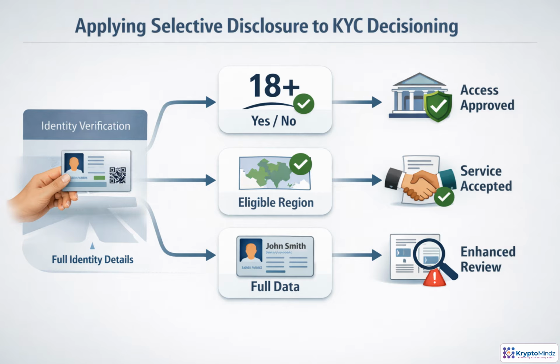Think of selective disclosure as matching the minimum proof to each decision. For age checks, you don't need a birth date, just a verified over 18 yes or no. For jurisdiction, you don't need a full address, only that the person is in an eligible region. You reserve full identity attributes for situations where KYC policy explicitly demands named identification, and you document those cases to show the AML or KYC justification.